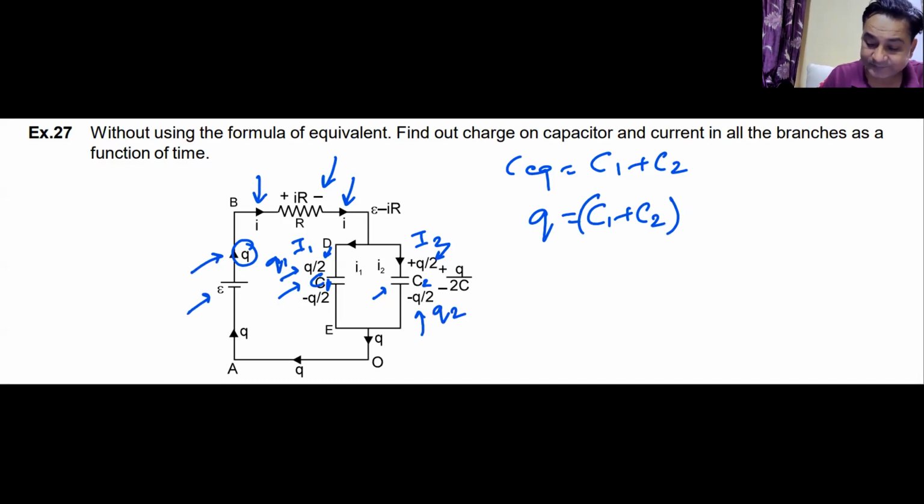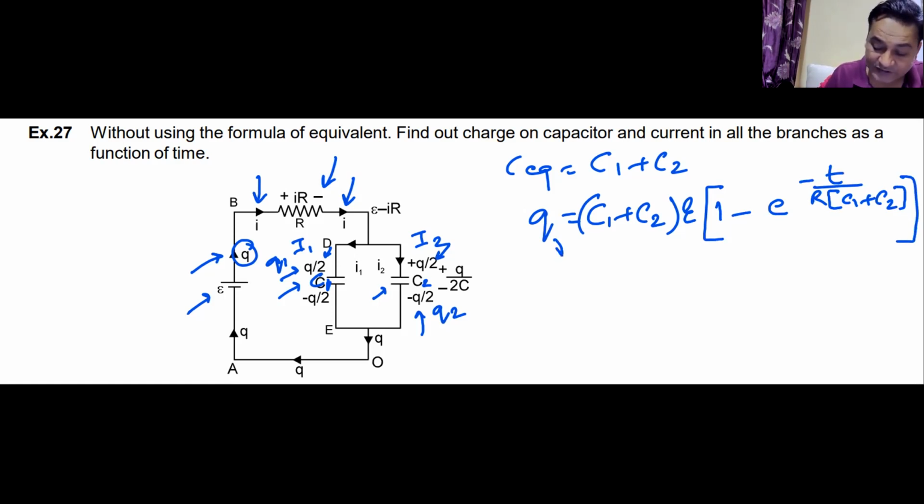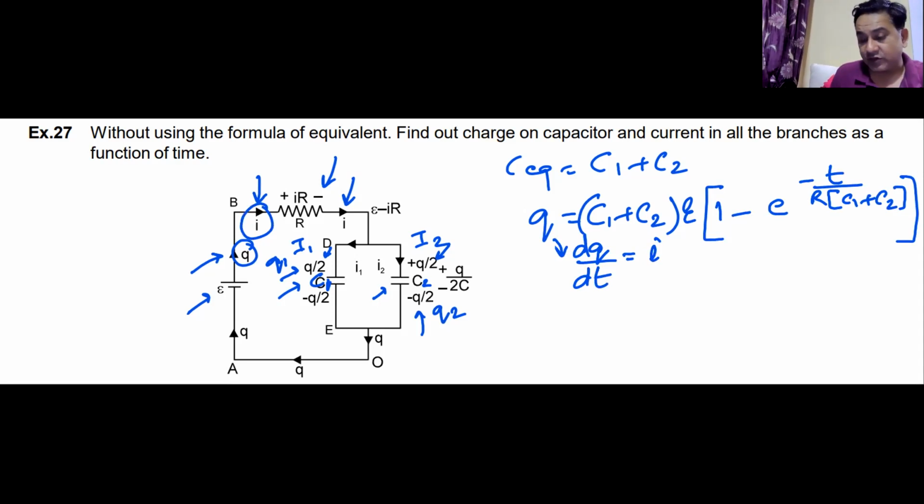Are you following me? That is the final charge, yes or no? Into 1 minus e to the power of minus t by R into C1 plus C2. That is the total charge which has flown through the circuit. If I differentiate this charge with respect to time, what would I get? I will get this current I, the total current I. You got this?